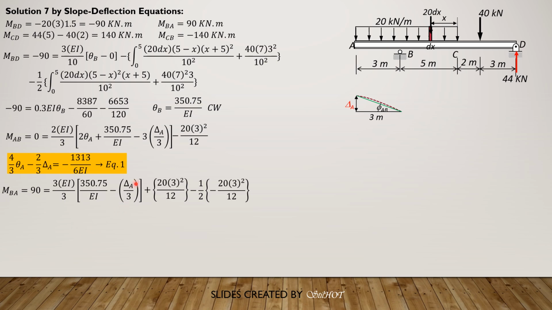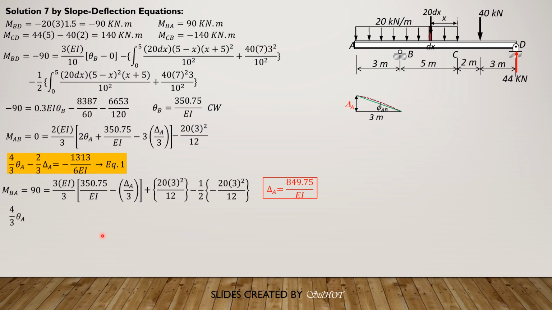Actually we can solve delta A this time because this is the only unknown. So delta A is 849.75 over EI to solve this equation. So that's it: 90 minus 20 times 3 squared over 12 minus 1/2 of 20 times 3 squared over 12. And after that, minus 350.75 times negative 3, that's delta A. So it is positive 849.75 over EI. Since it is positive, it means that it is upward, or this rotation is correct. So delta A is positive 849.75.